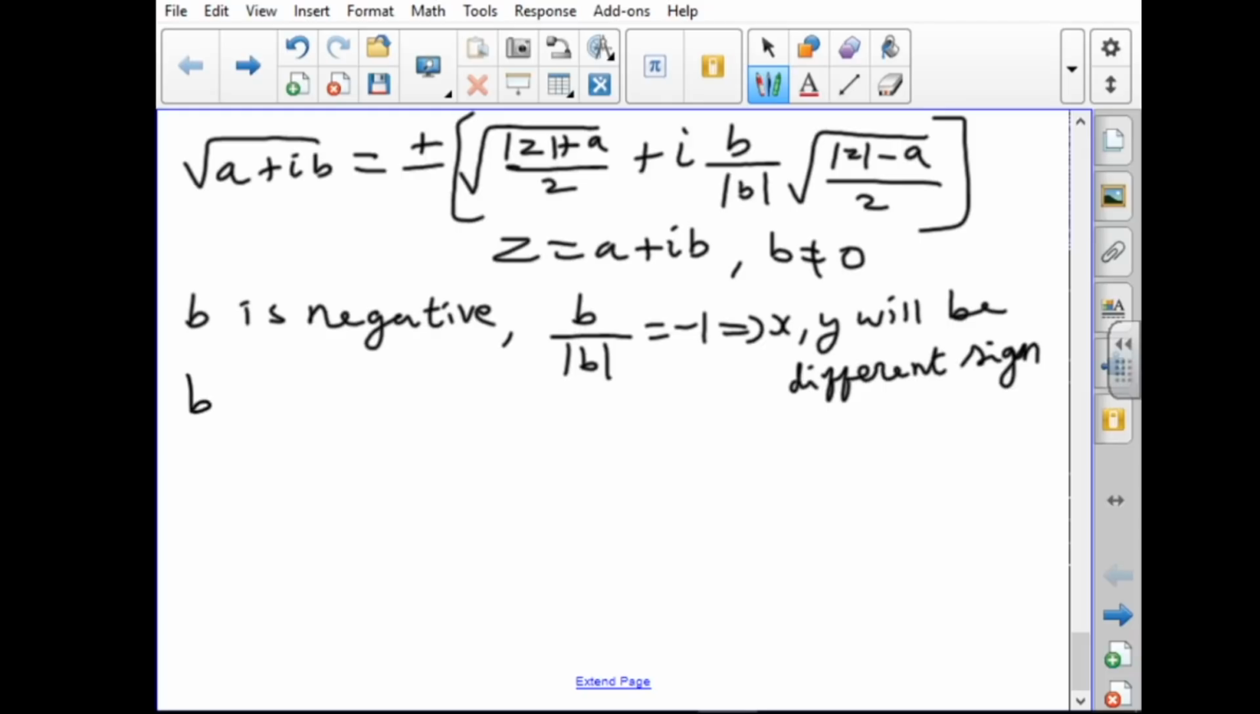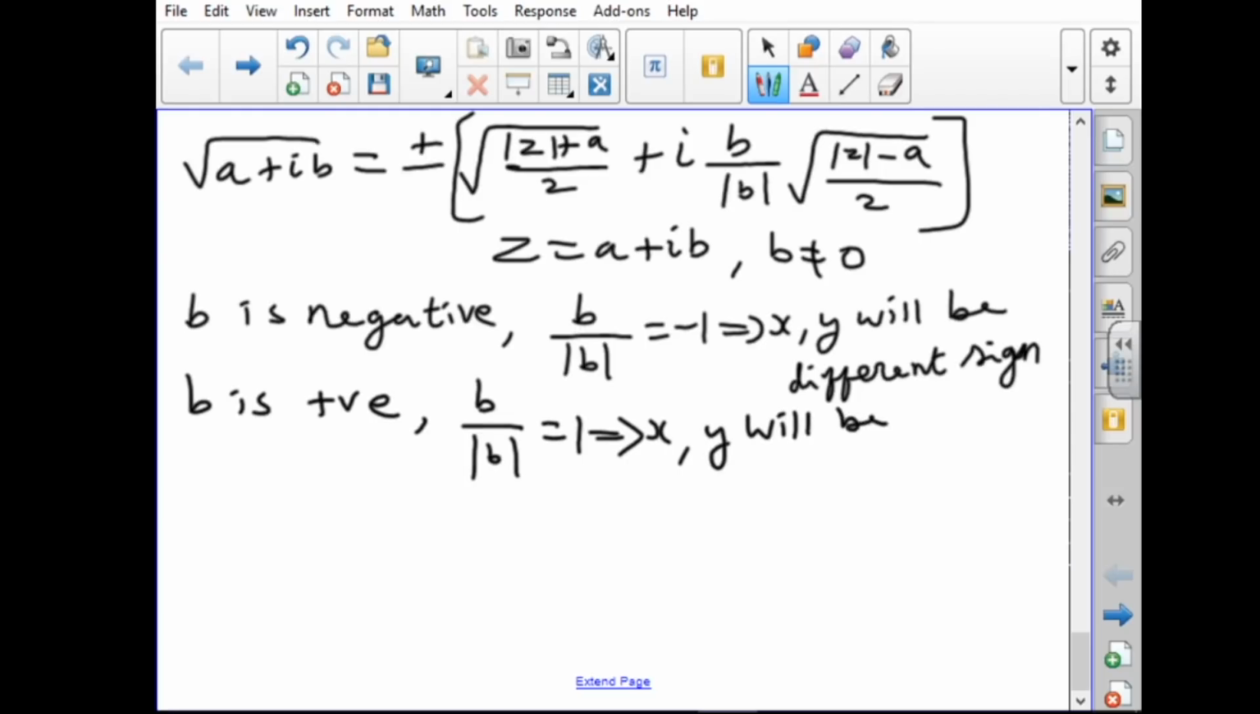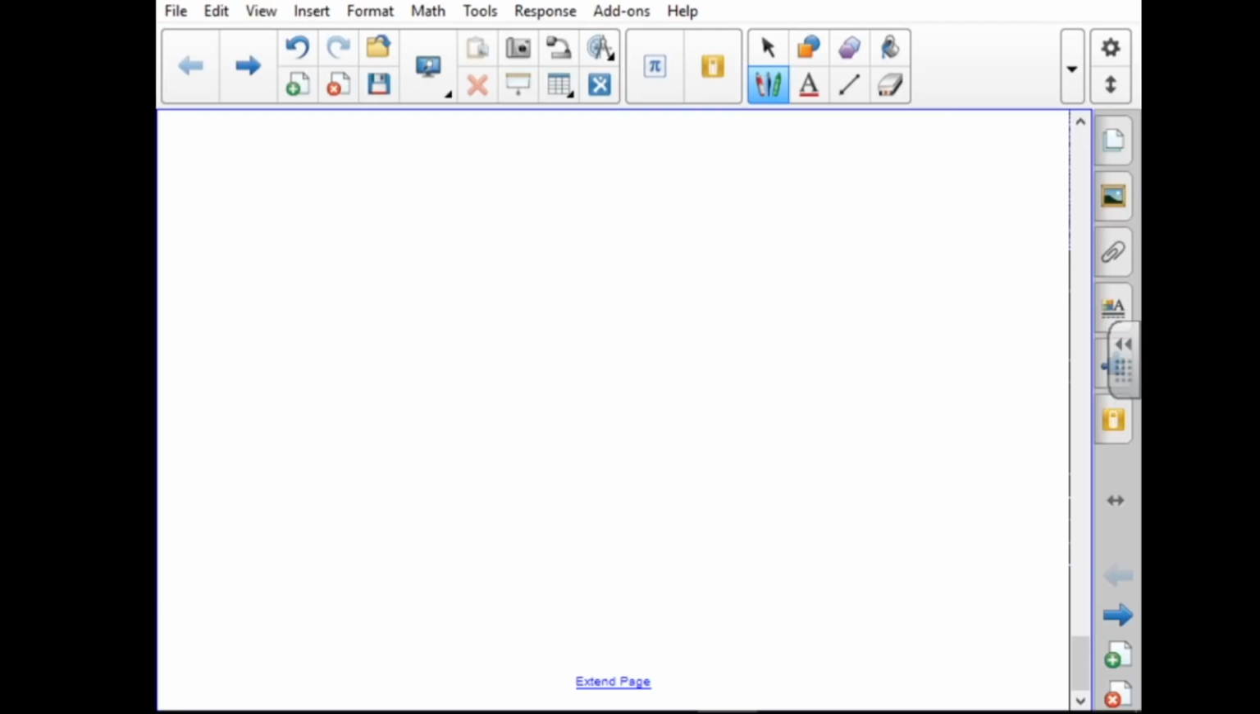When b is positive, b by modulus of b will be equal to 1, and so x and y will be of the same sign. Same sign in the sense both will be positive or both will be negative. This you should remember always. So, we will take question number 10 now.